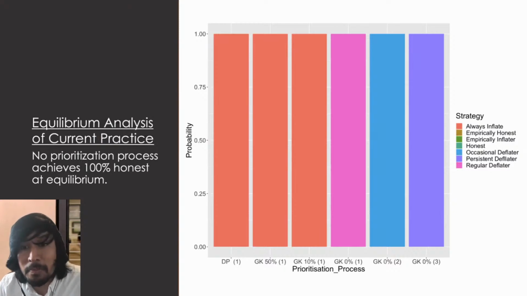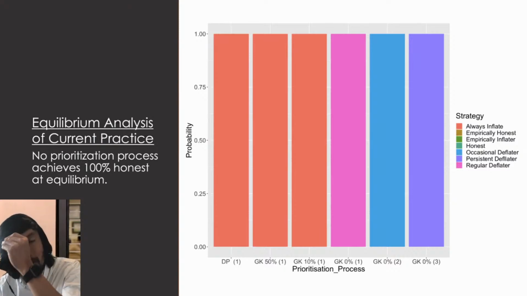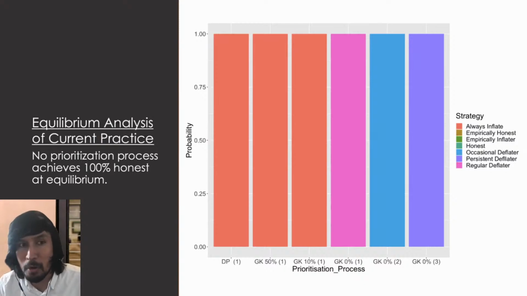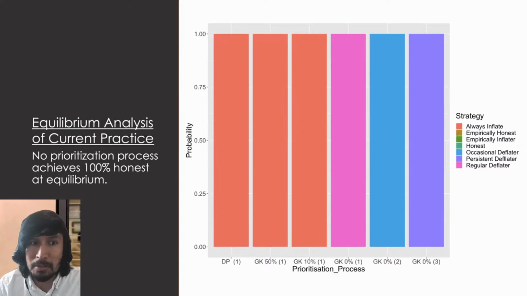And in this case, we obtain multiple equilibria, 3 equilibria. However, in none of the scenarios we modeled do we have our desired 100% probability for honest reporting. So we conclude that the industry practices we consider are susceptible to priority inflation.